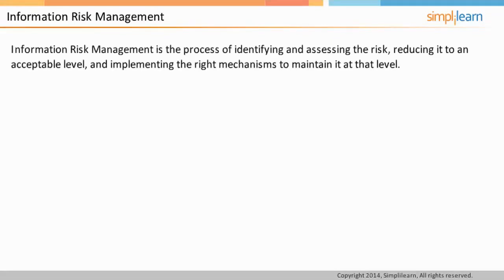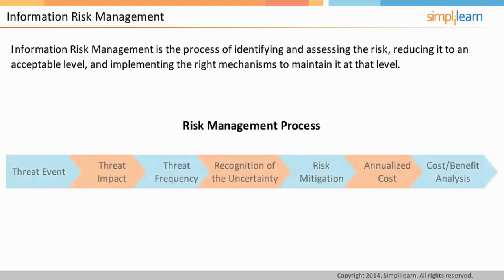Information risk management, or IRM, is the process of identifying and assessing the risk, reducing it to an acceptable level, and implementing the right mechanisms to maintain that level. The risk management process involves establishing the context, identifying the risks, analyzing the risks, evaluating the risks, and finally treating the risks. The risk management process minimizes the impact of threats realized and provides a foundation for effective management decision-making.